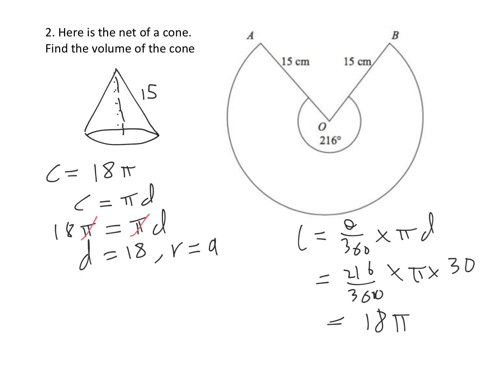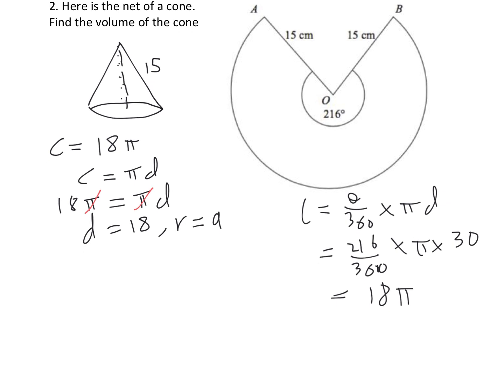Is that enough to find out the volume of the cone? Well, if you're not sure, you can just start plugging it in, and we'll see if we need to work out anything else. The volume of a cone is 1/3 pi r squared h. 1/3 times pi times its radius squared, which we now know is 9, so 9 squared, times the height. Now we do not know the height of this cone, but hopefully we've got enough information.